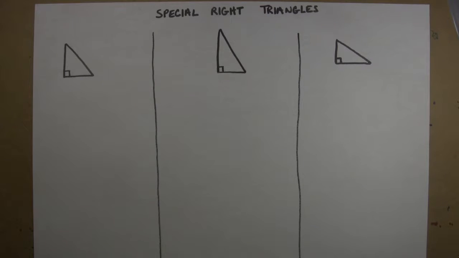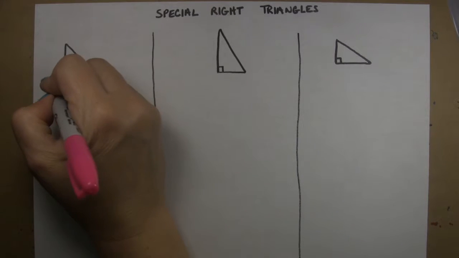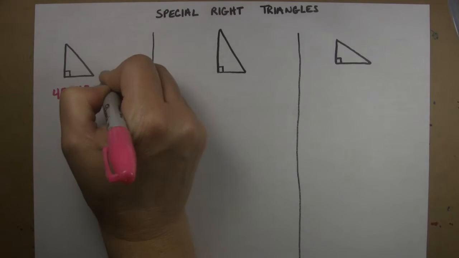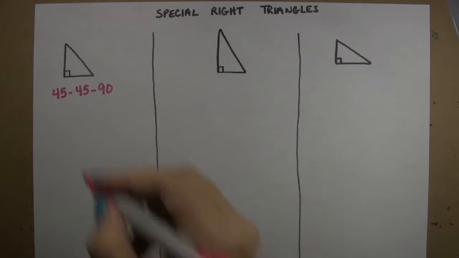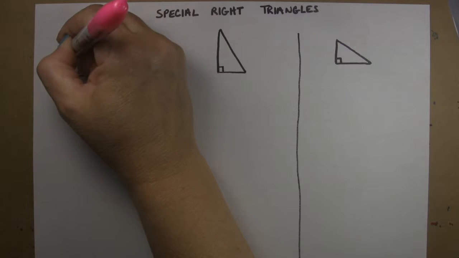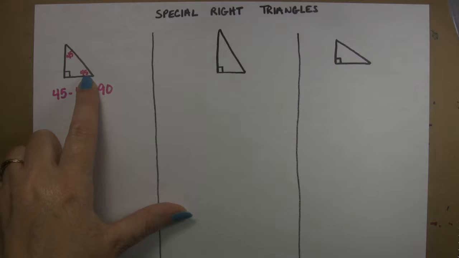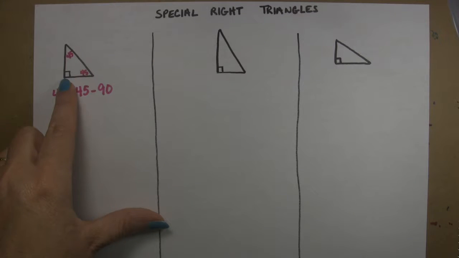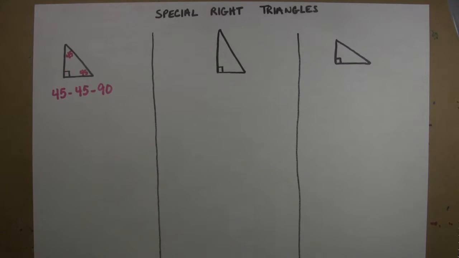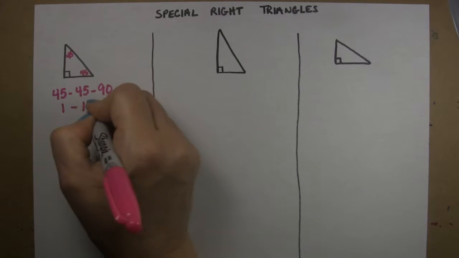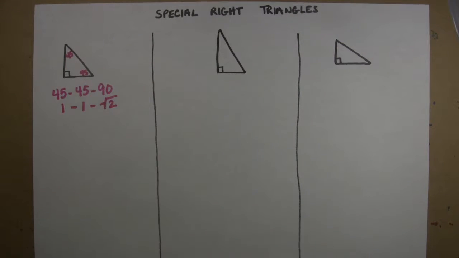So the first thing that you need to know is that the triangles have different names. This triangle here is called a 45-45-90 triangle. And the reason it's called that is because that is the measurements of these angles. This is a 45-degree angle, a 45-degree angle, and a 90-degree angle. So it's called the 45-45-90 triangle. It does have another name. It is also called the 1-to-1 to radical 2 triangle.